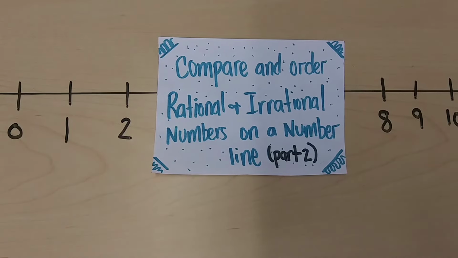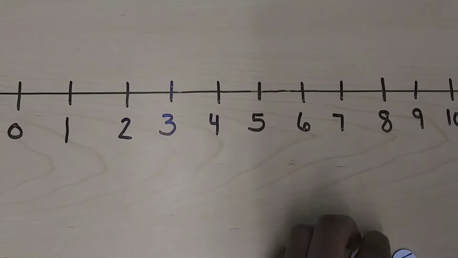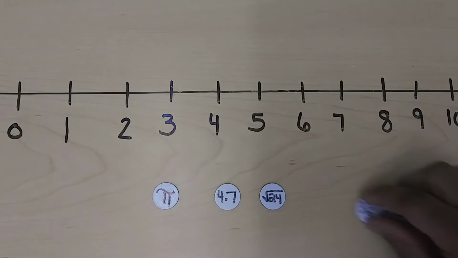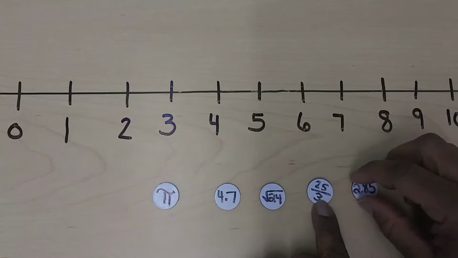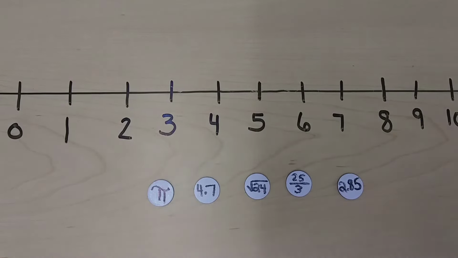In this video, we will continue to compare and order rational and irrational numbers on a number line. I will show you 5 different numbers that we need to compare and order on the number line.